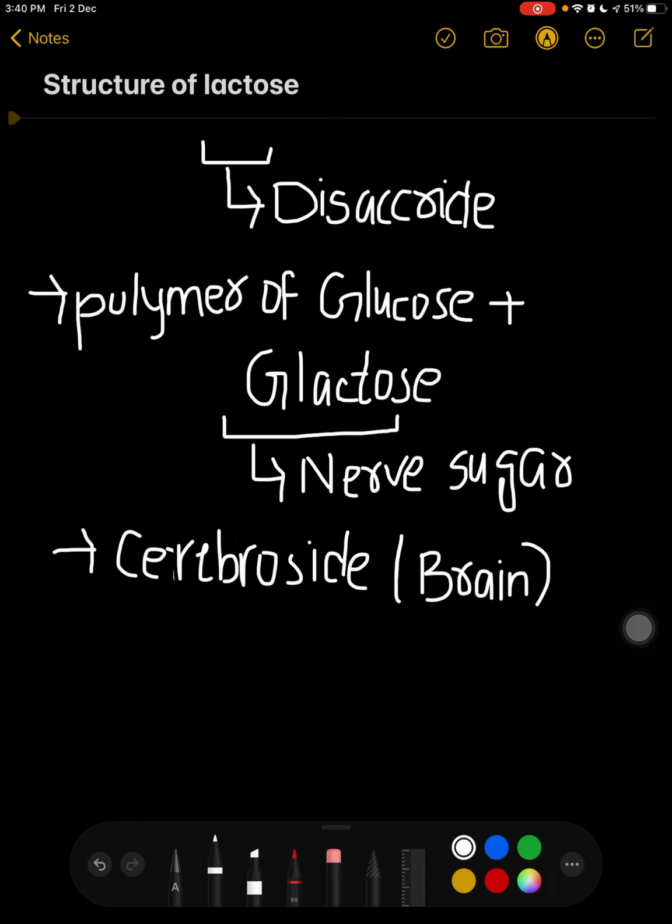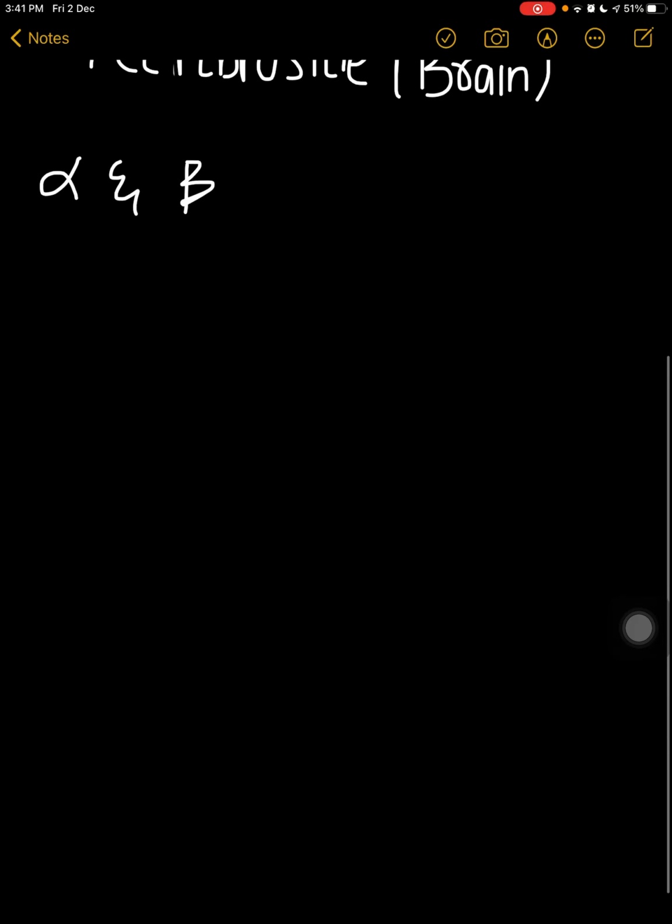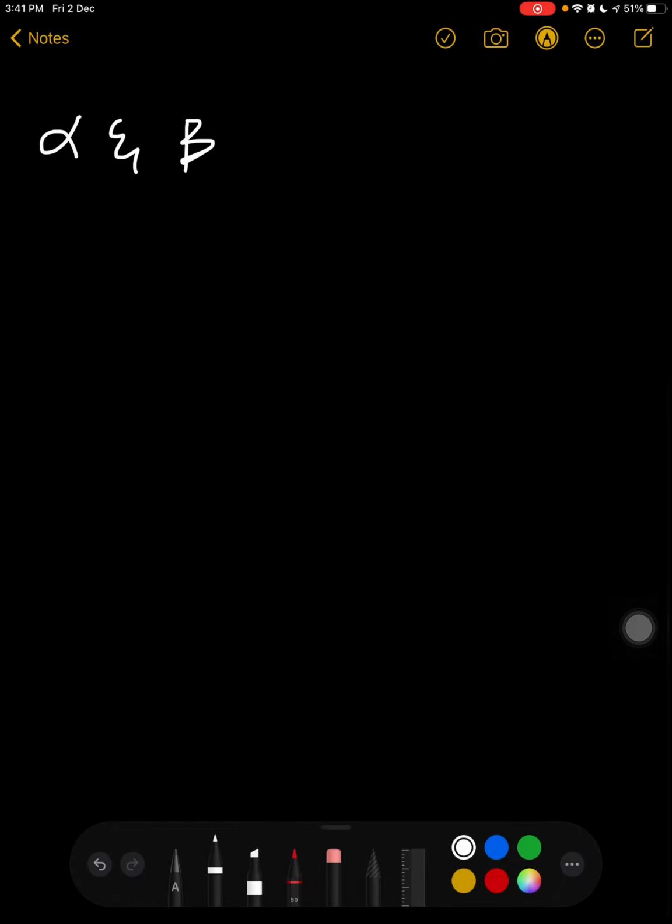So basically we are having two types of sugar, galactose and glucose, and both have alpha and beta forms. I hope you know the concept of alpha glucose and beta glucose, alpha galactose and beta galactose. So first of all, let us draw the linear structure of lactose. This is the linear structure.